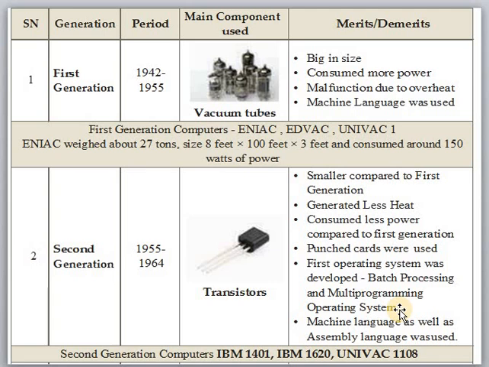Operating system is a software, that is a system software which maintains the overall working of your computer. The operating system used in the second generation is batch processing and multi-programming. The language used in the second generation is both machine language and assembly language.